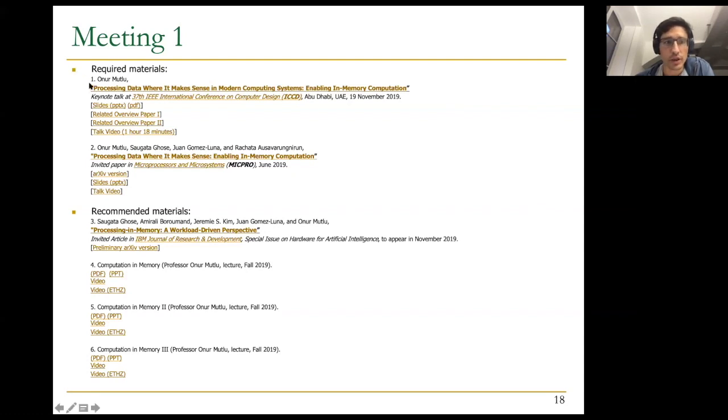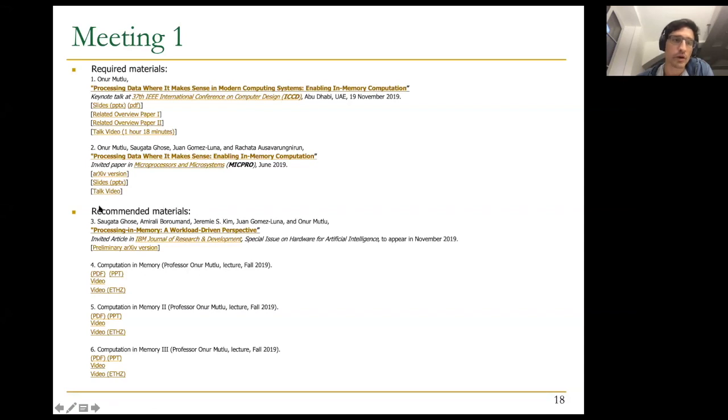And these are the materials for this meeting. In the end, there are only two required materials. The first one is this talk by Professor Mutlu explaining the concept of processing in memory, what the benefits of processing in memory are, and what different approaches to processing in memory exist. Similar contents, probably more elaborated, you can find also in this paper, which is a kind of survey of different works with a special emphasis on research works from our group. So these two are the required materials.